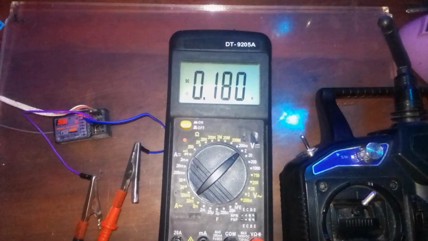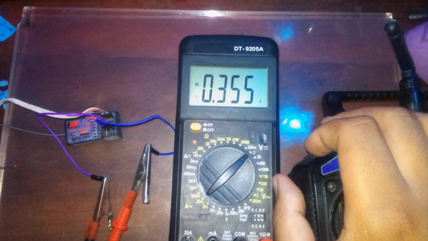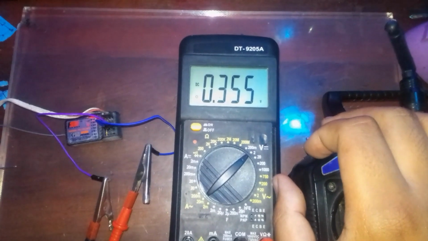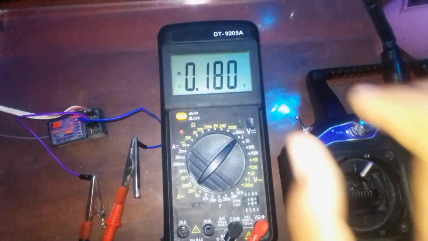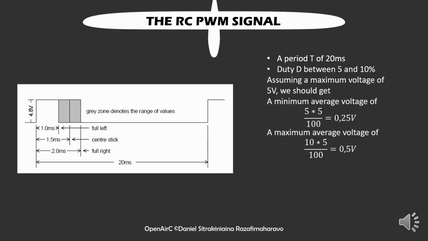Now we have our receiver powered and connected. I have some wires from the receiver, signal and ground, in order to measure the voltage according to the duty cycle. When I flip the switch down, I get an output of 0.355 volts. When I flip it back up, I get 0.180 volts. So why is that? Earlier we calculated 0.25 volts and 0.5 volts. So why do we get these wrong values?